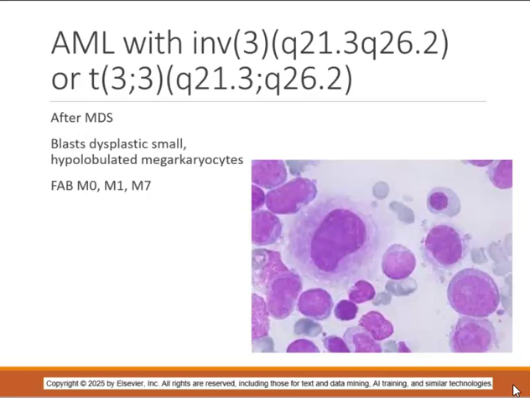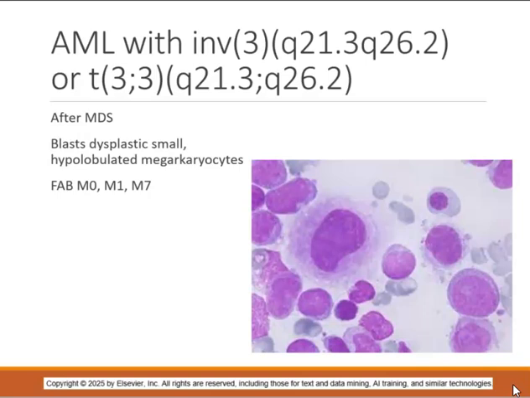Okay, AML with inversion 3. This is usually seen after somebody's had myelodysplastic syndrome, the MDS, which is a chapter later on in this semester. But these cells are usually megakaryocytes. They're abnormal, small, dysplastic, they call it. Hypolobulated, because normally a megakaryocyte has 3 to 5 nuclei inside of it. But you can see here that big fluffy one, left of center. Very unusual.